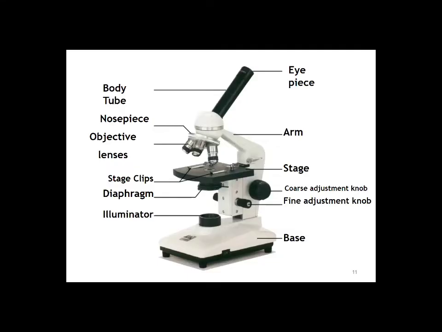And for the final, here are the parts of our microscope. So we have the body tube, nose piece, objective lenses, stage clip, diaphragm, illuminator, eyepiece, arm, stage, coarse adjustment, fine adjustment, and the base. So they are the parts of the microscope.